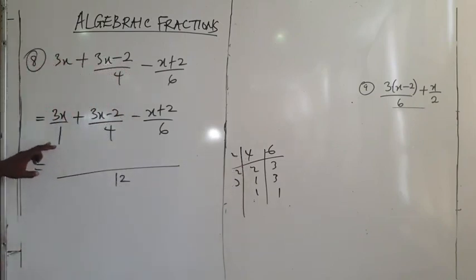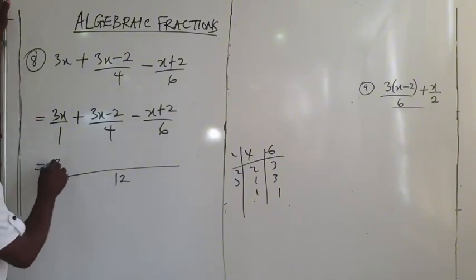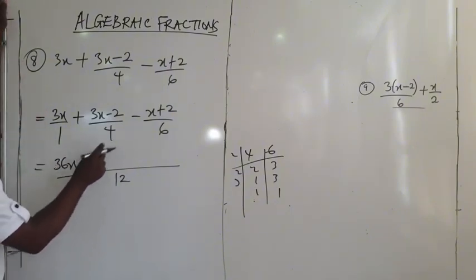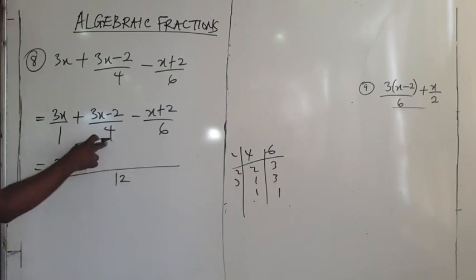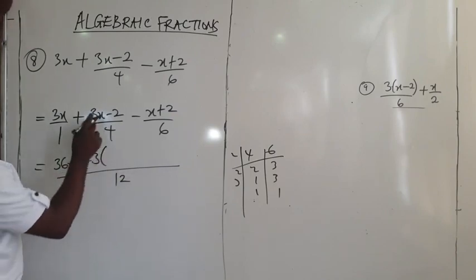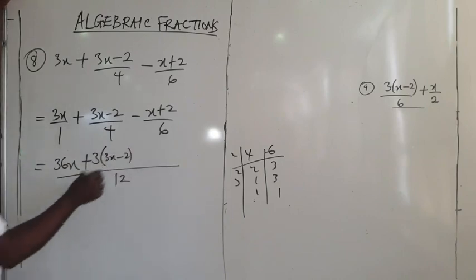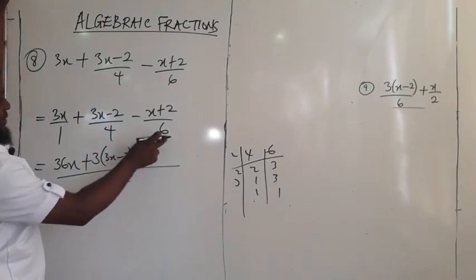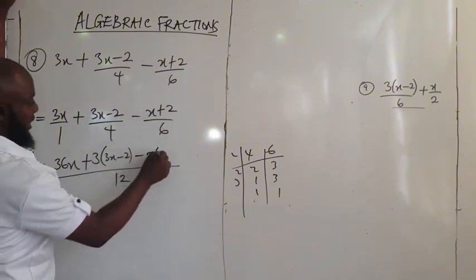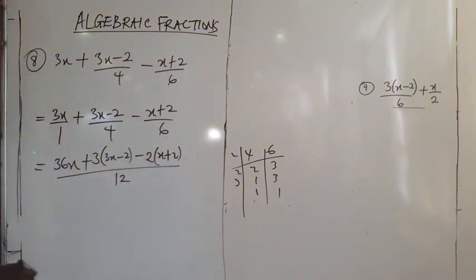So the next is 12 divided by 1, that is 12. 12 times 3, that's going to give us 36x, plus 12 divided by 4, that is 3. That is 3 times everything here, 3x minus 2. I hope I'm making sense. Minus 12 divided by 6, that is 2 times x plus 2.